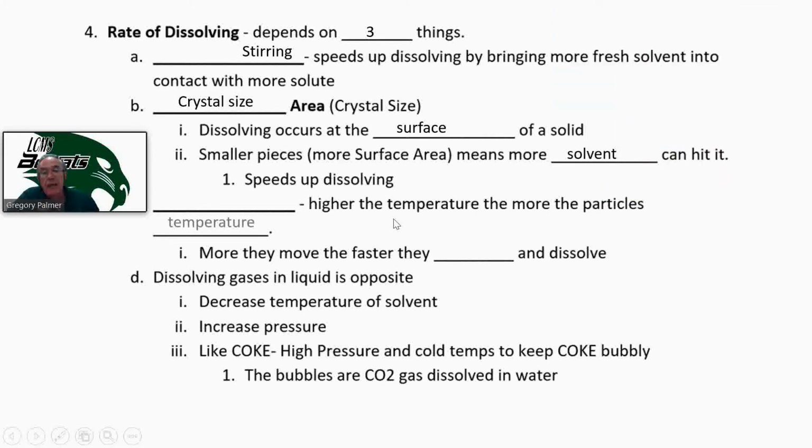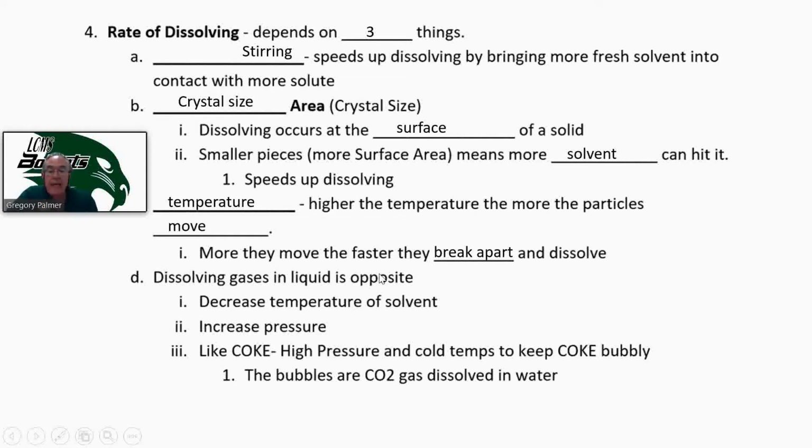And you know that dissolving things at high temperature speeds up the dissolving. If you want to get sugar to dissolve in water, it dissolves much faster in warm water than it does in cold water. The higher the temperature, the more the particles move. The more they move, the faster they break apart and dissolve.